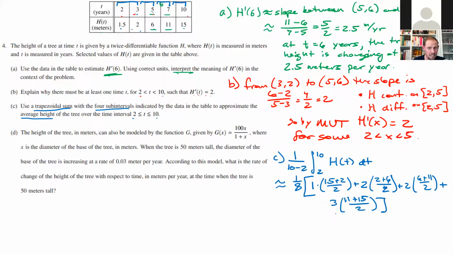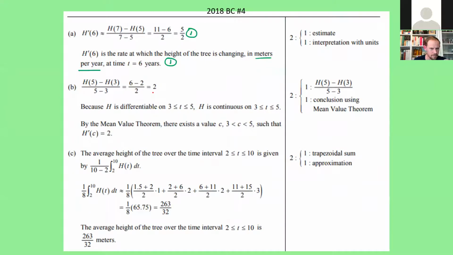You can actually leave it like that on the AP exam. That is fully worked out as far as they're concerned. If you want to continue to work it out, you can. Let's see what it works out to. We've got our 1/8 out front because it said the average value, and then this, there's the times 2, this, there's the times 2, and this, there's the times 3. They worked it out and said 65.75, or as a fraction, it's that.